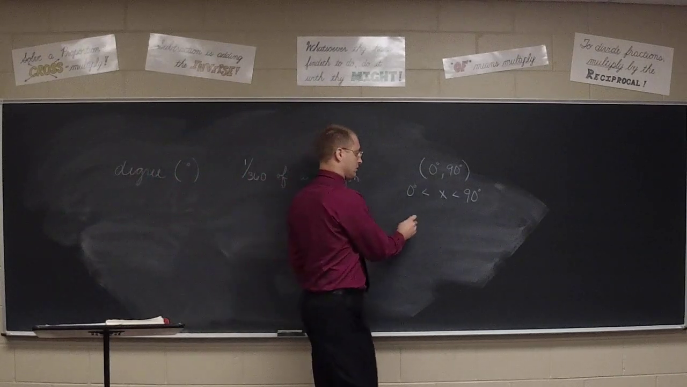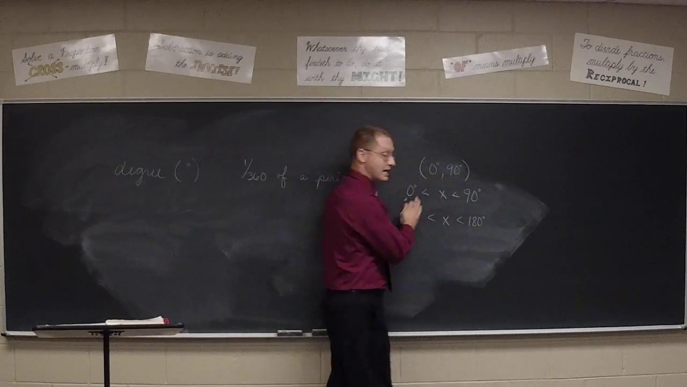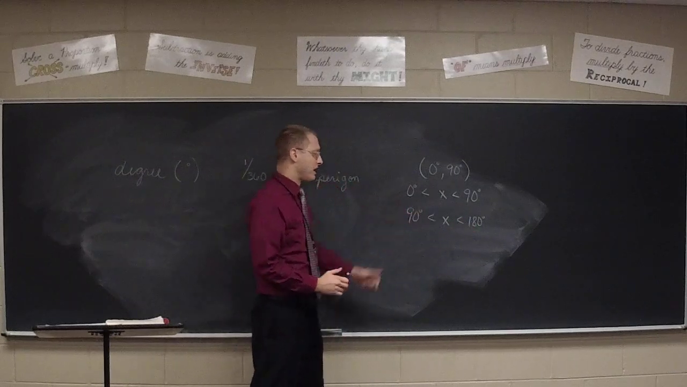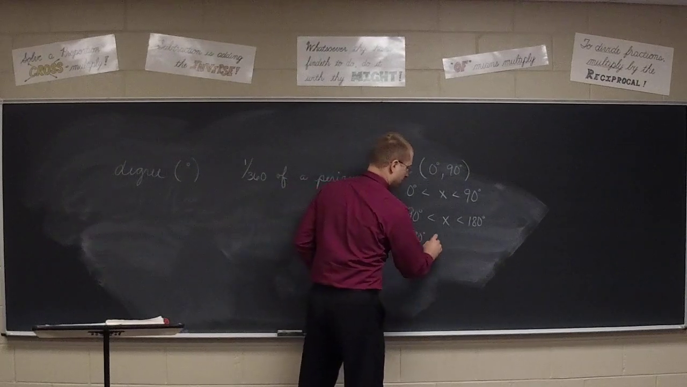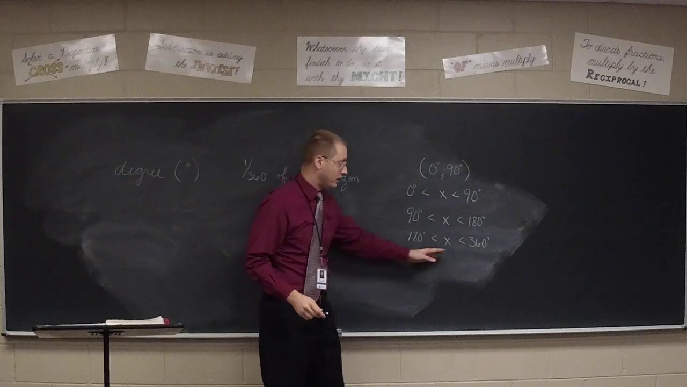What about an obtuse angle? Anything from 90 to 180. Between 90 and 180, not including 90, that's a right angle, not including 180, that's a straight angle, but anything between 90 and 180. What about a reflex angle? Anything between 180 and 360, greater than a straight angle, but less than a paragon.